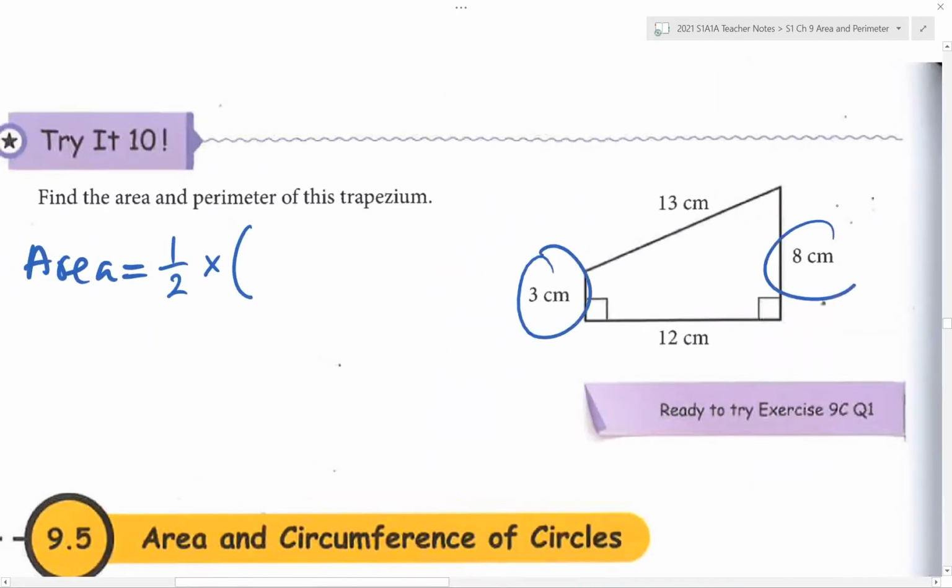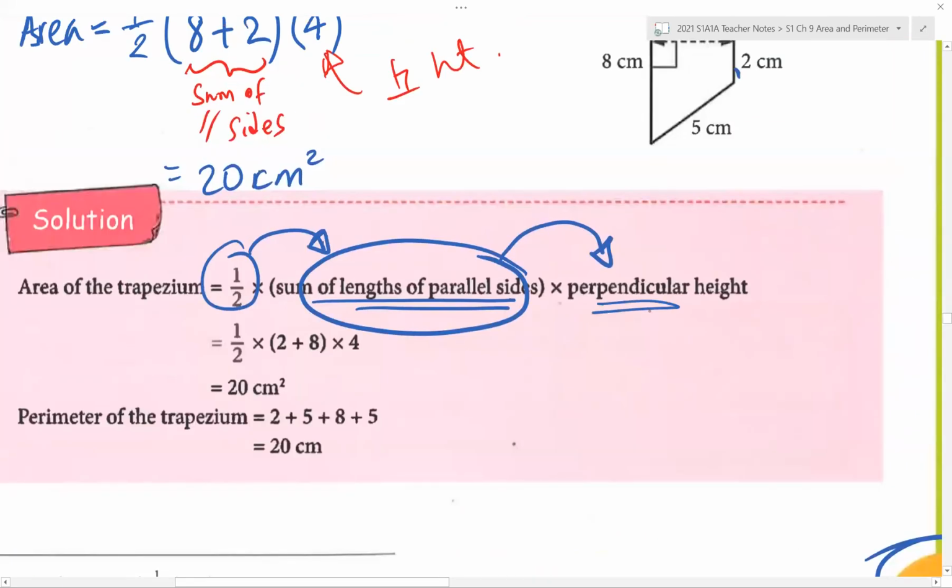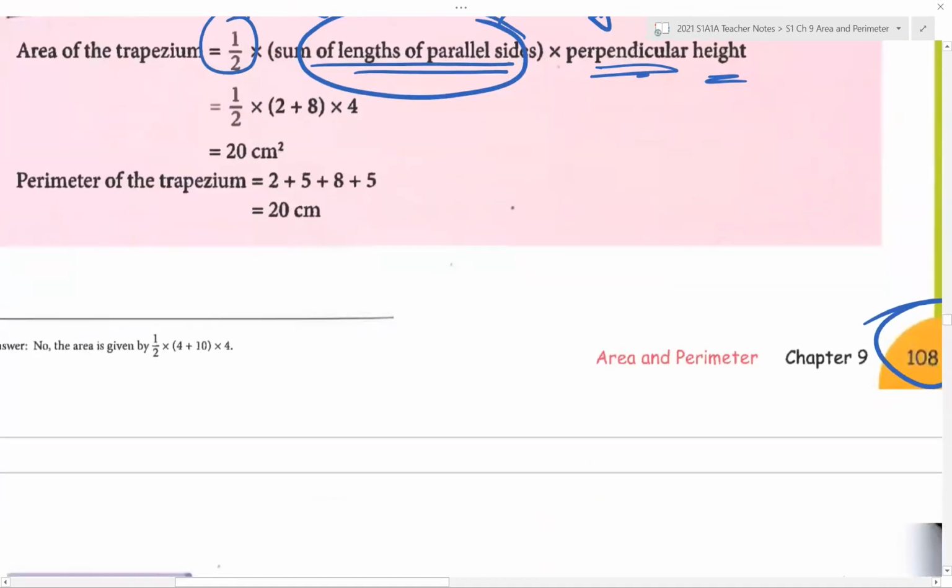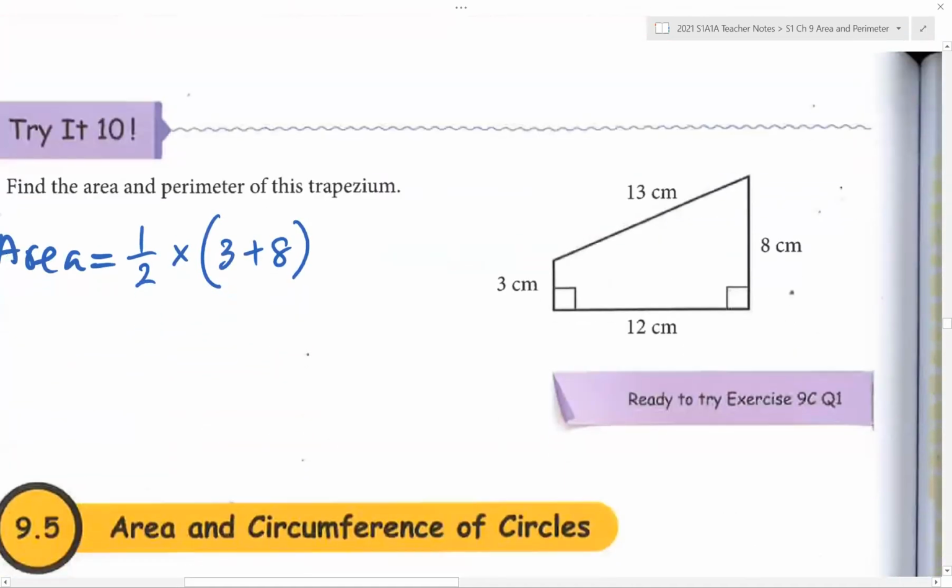So now, our formula says that we need to add the length of the parallel sides, meaning the 3 and the 8. Add means plus. So 3 plus 8. And we need to multiply it by the perpendicular height. What is perpendicular height? Perpendicular means that there is going to be a 90 degrees.